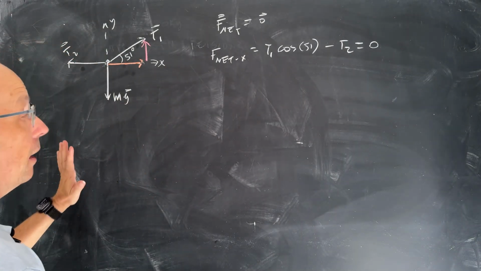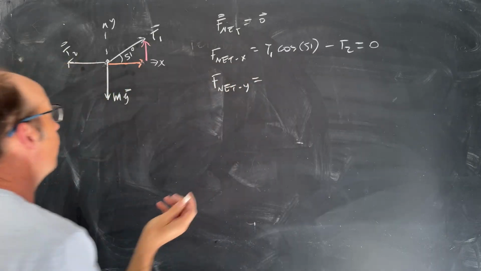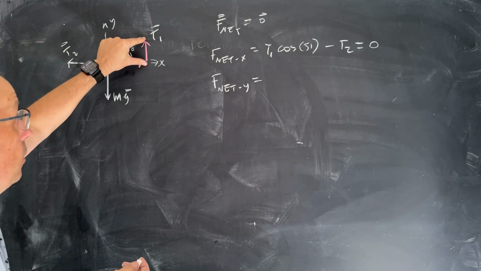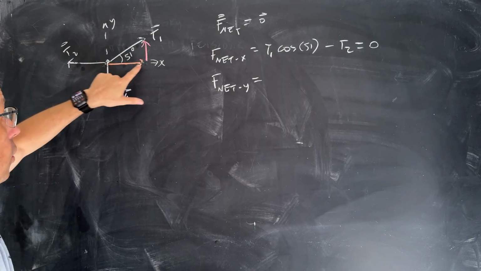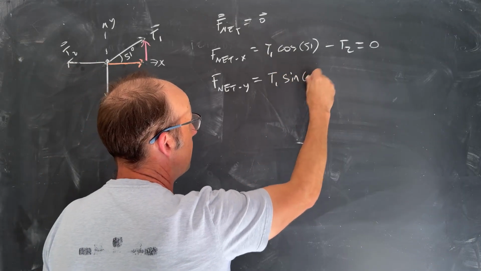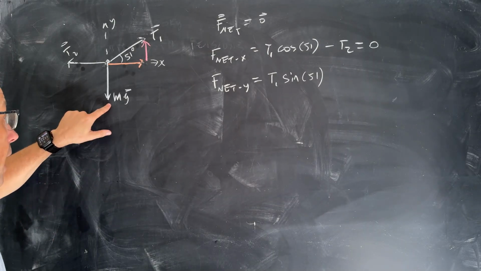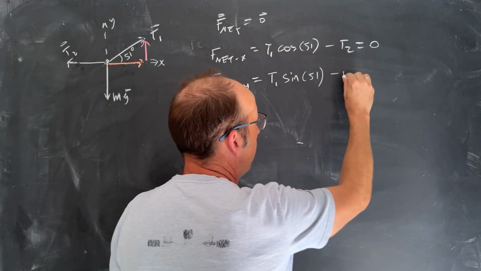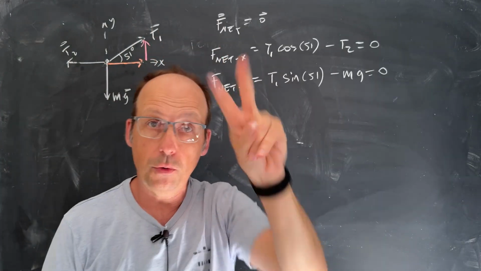Okay, so let's write another equation, the y direction. F net in the y direction. So what forces are in the y direction? Well, T2 is only in the x direction, has no component in the y direction. T1, now in this case, we have the opposite side of the triangle. So we're going to use sine here. So that's going to be T1 sine of 51. And it's positive because it's in the positive y direction. And then the gravitational force is in the negative y direction. So minus mg equals 0. Two equations, two unknowns, I can solve.